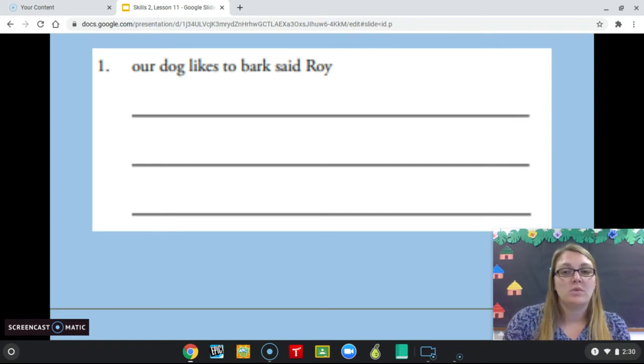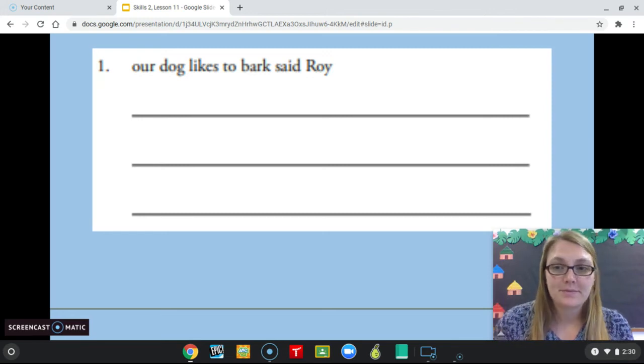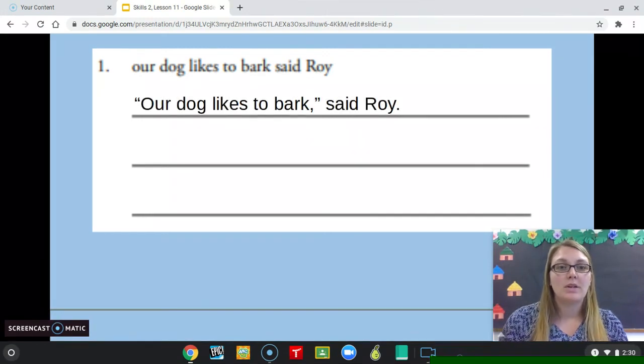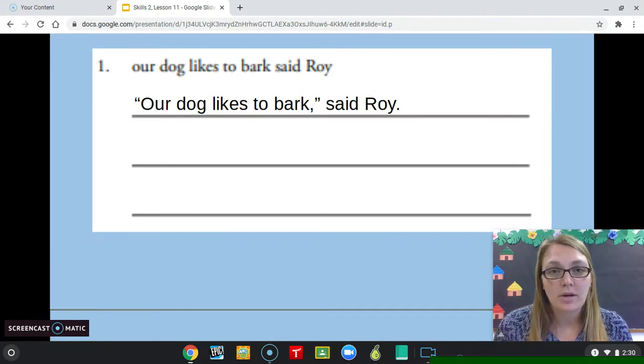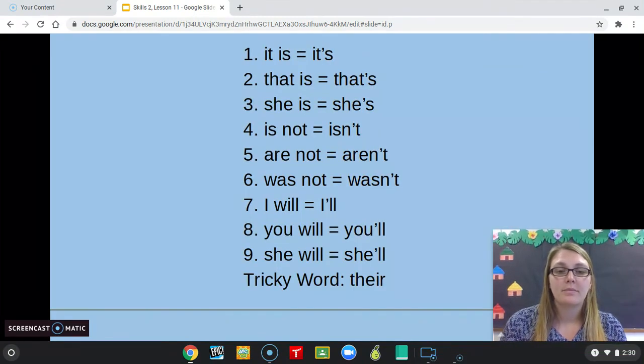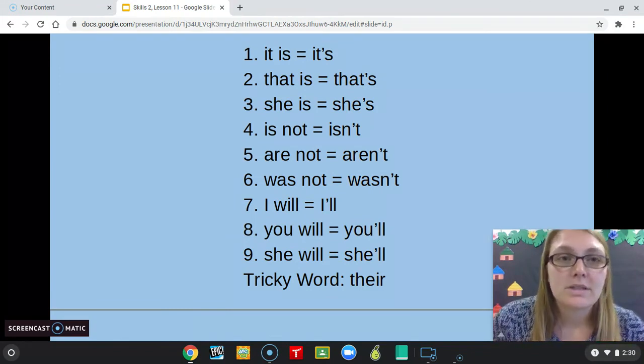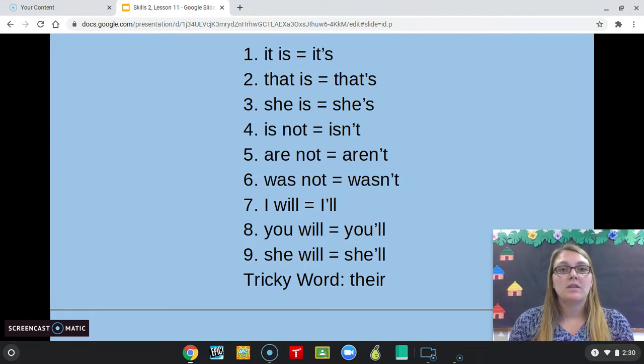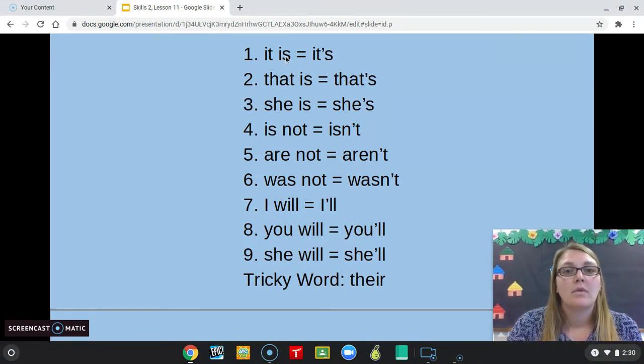Okay, here's some more practice, and you'll do some more practice at the end of the lesson on your assignment. Number 1, our dog likes to bark, said Roy. So just like we've been doing, we need to add punctuation, capital letters, and quotation marks. Quotations around our dog likes to bark. It's not a question, so there is a comma in here, a period at the end of the sentence, and a capital O. All right.